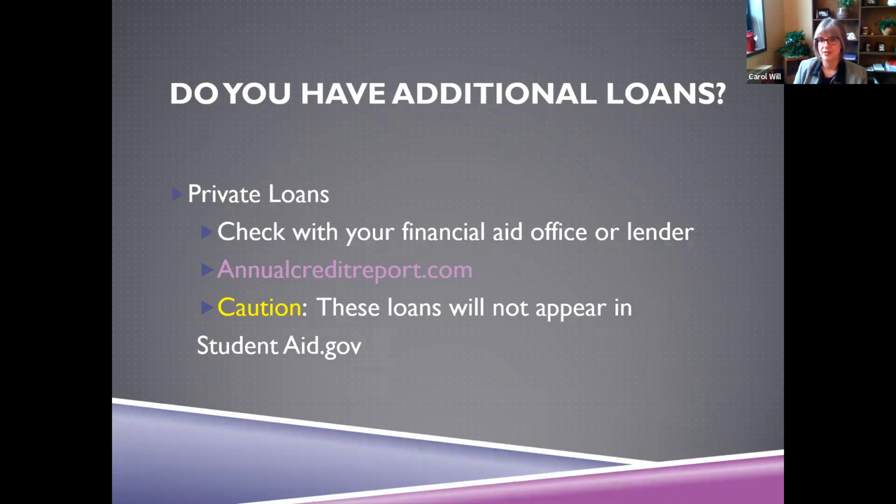Alternative or private loans are never included on studentaid.gov and cannot be included in a federal student loan consolidation. Alternative loans will always constitute a separate payment from your federal loans. Separate payment options may be available to you for your alternative loans. Check with your private loan lender. Private loans will not be available on studentaid.gov.